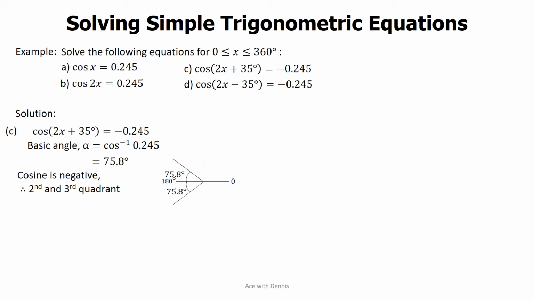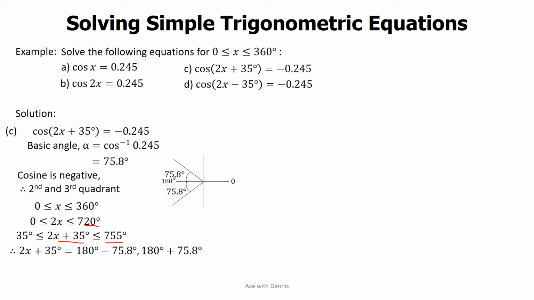So from here we know the next step is to check the range. The range of x is from 0 to 360 degrees, so the range for 2x will be 0 to 720 degrees. After that, we add 35 degrees. Okay, 0 plus 35 gets 35 degrees, and 720 plus 35 degrees, we get 755 degrees for 2x plus 35 degrees. Okay, then we can write out the answer.